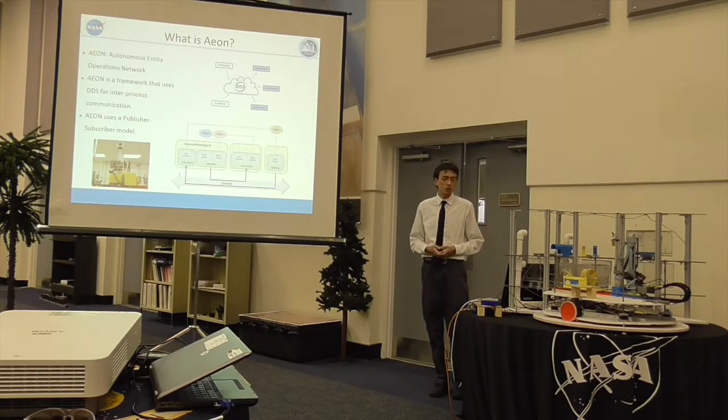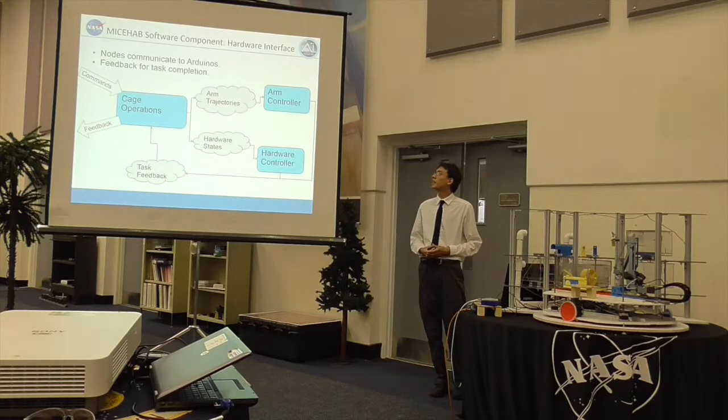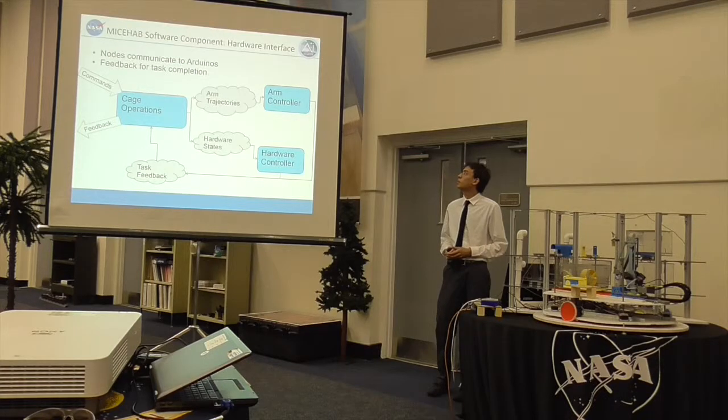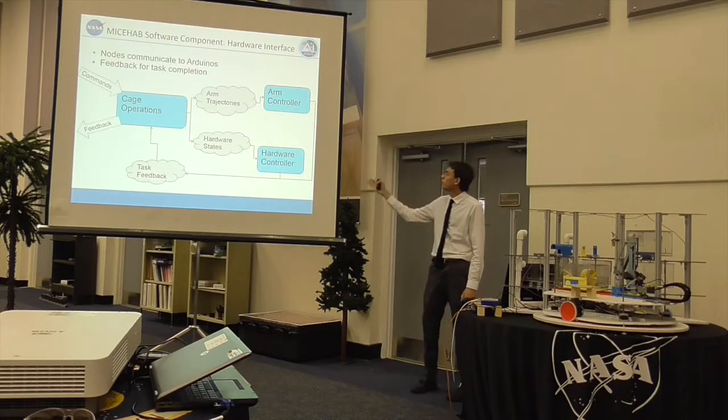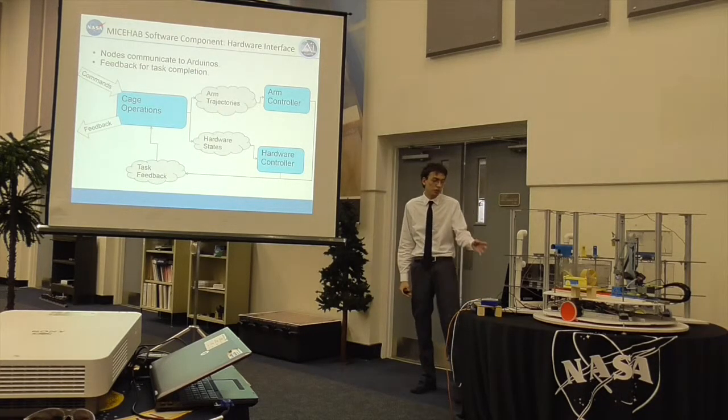So let me move on a little bit to the actual architecture, how I designed. First off, I'll go through the hardware interface. Here I have three nodes that are talking to each other. We have the ARM controller, hardware controller, and cage operations. The ARM controller and hardware controller would actually talk to the Arduinos directly.